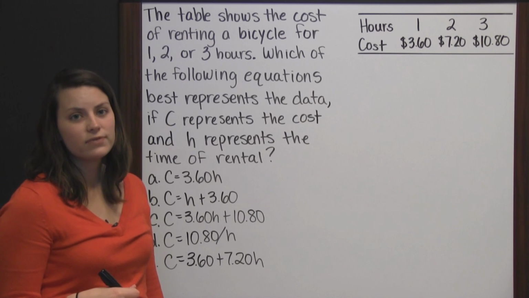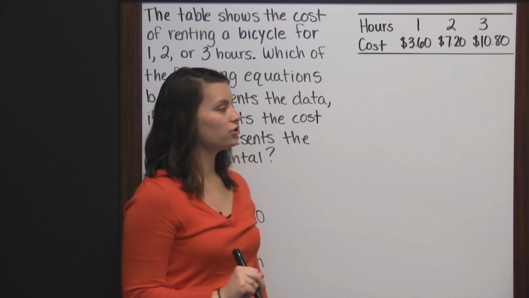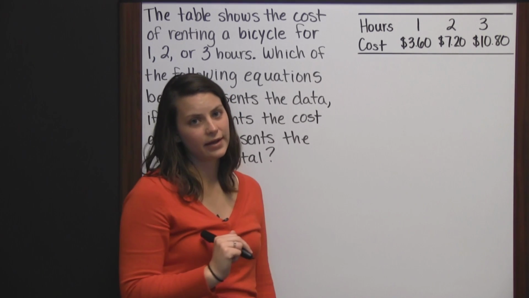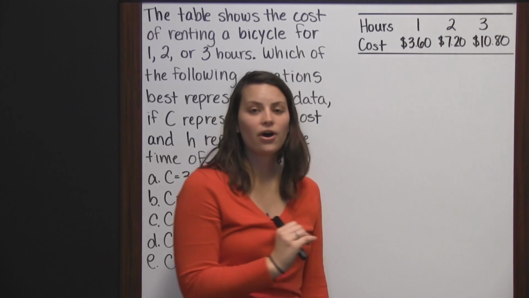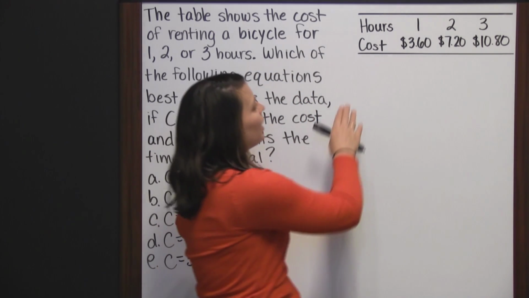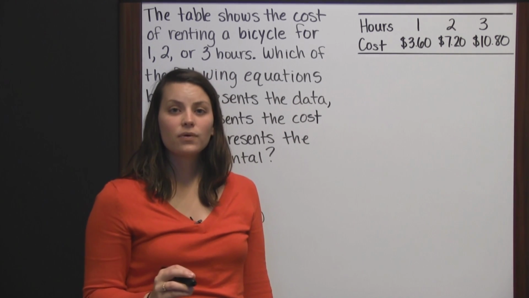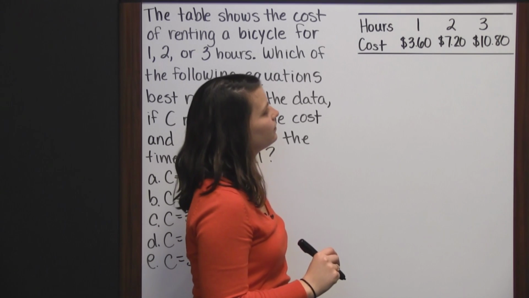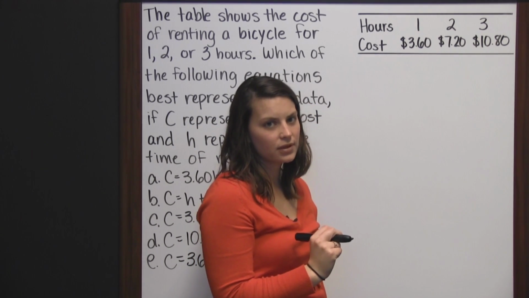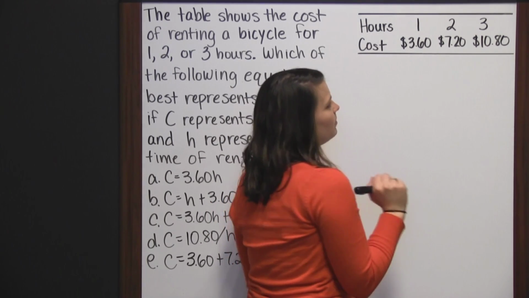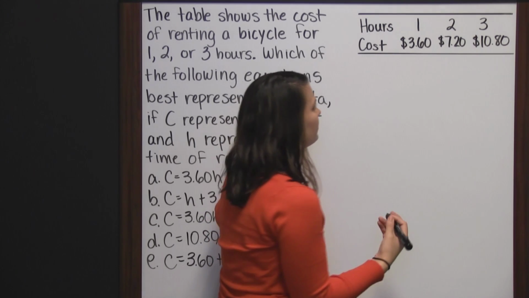However, I'll show you how to solve this problem if it weren't multiple choice. So we're going to write our own function rule using the data. First, looking at hours and cost, your cost is dependent on the number of hours you rent the bike. Cost then is the dependent variable. And I want to focus on my dependent variable and see what kind of changes are happening.